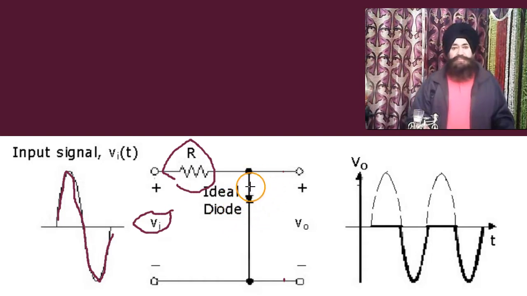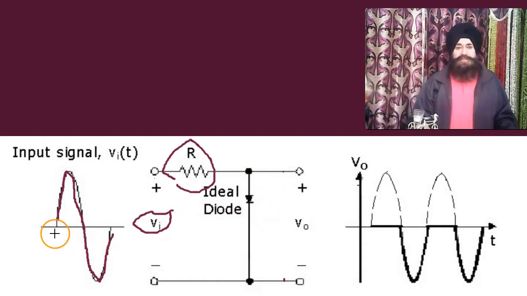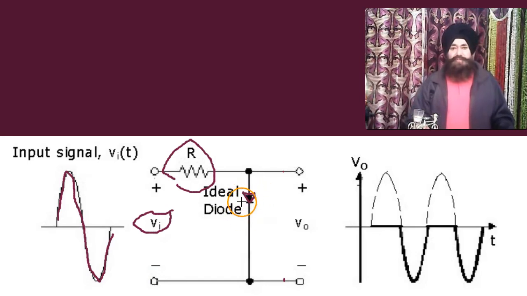Ideal diode in the sense that if the voltage is just above the 0 level, then the diode becomes forward biased. If this is the P section of the diode, and at the P section the voltage is just above the reference level, the diode becomes forward biased. So when this half of the input comes between the 2 points, the diode becomes forward biased.